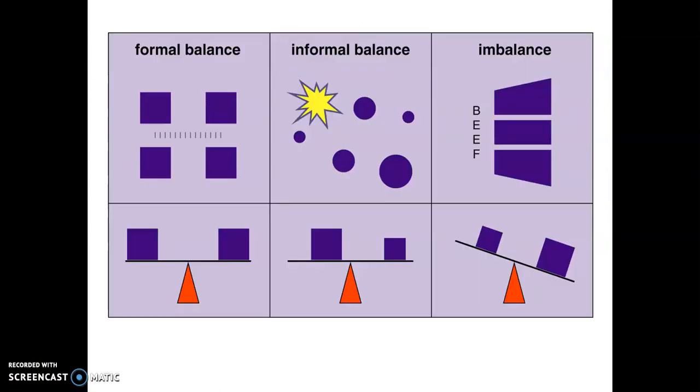So what is balance? There is formal balance, informal balance, and also imbalance. Balance is achieved when the weight of the elements in a display is equally distributed on each side of the axis, either horizontally, vertically, or both. When the design is repeated on both sides, the balance is symmetric, also called formal.